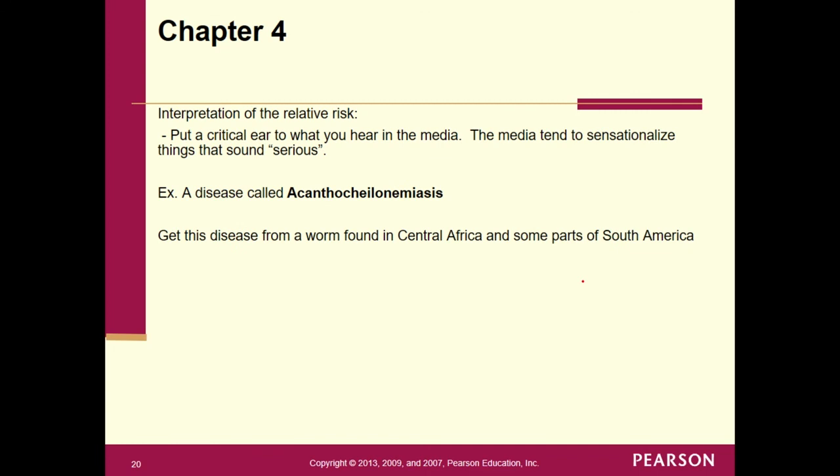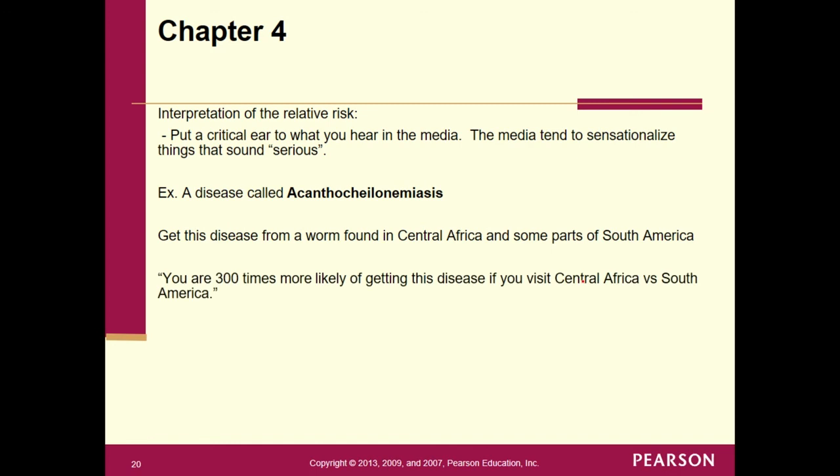You get this disease from a worm that's found in Central Africa and some parts of South America. And the media could say things like this: you are 300 times more likely of getting this disease if you visit Central Africa versus South America. Well, yikes. Maybe I shouldn't go to Central Africa then. My goodness, look at the difference here, right? Look at the relative risk. But remember what I told you: a lot of times the media is only giving you the relative risk. They're not giving you the individual risks.